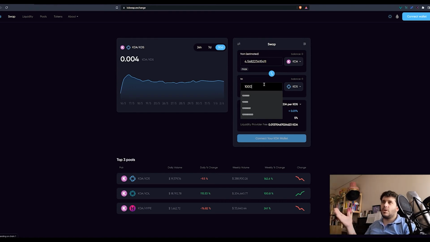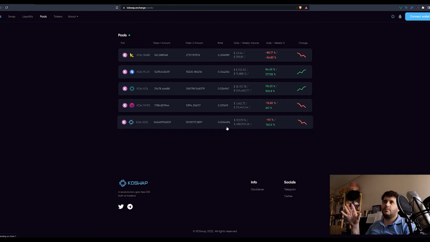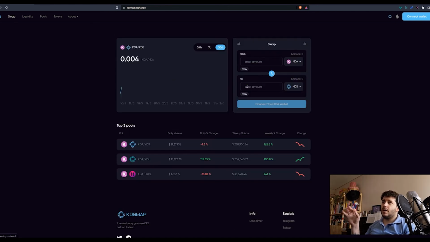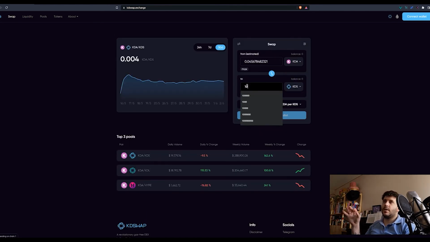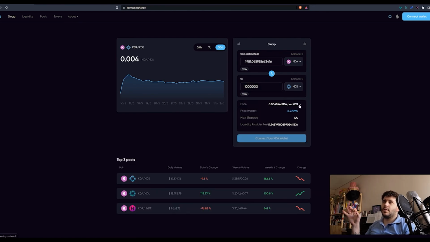So if you try to change 1,000 KDS for KDA, your price will be almost the same as stated, as the ratio currently in the pool. You'll have basically this price. Like, it changes very, very little. But if you start increasing this amount, you can see that the price impact starts to grow.